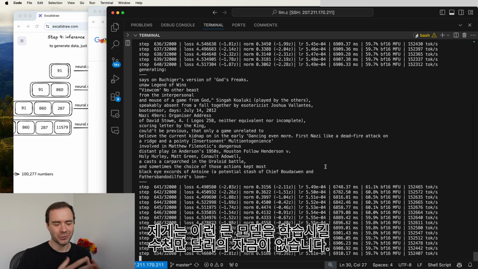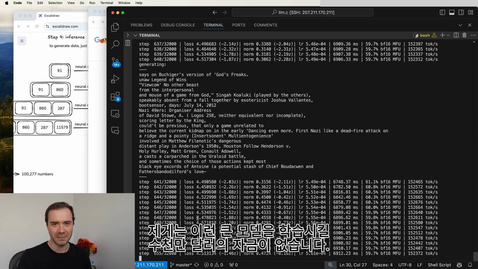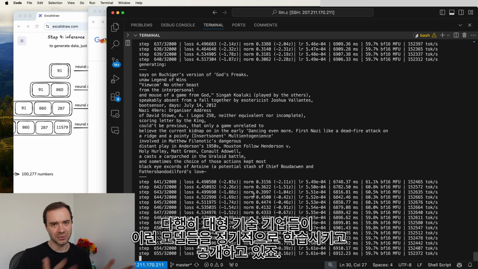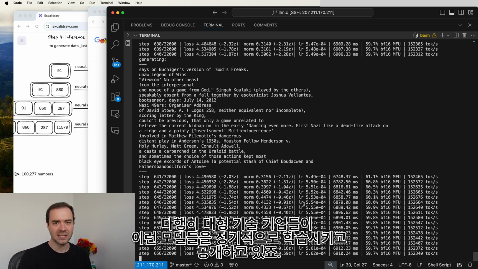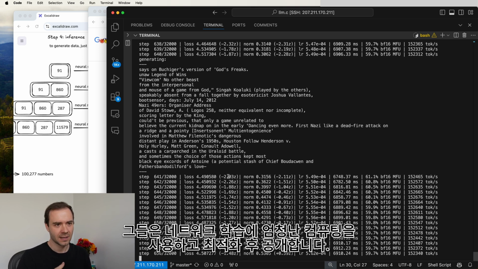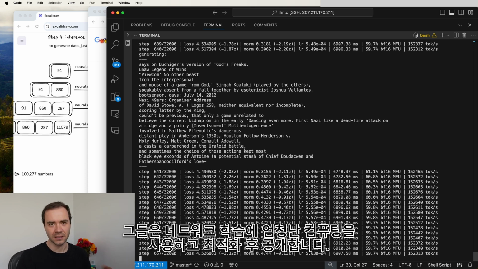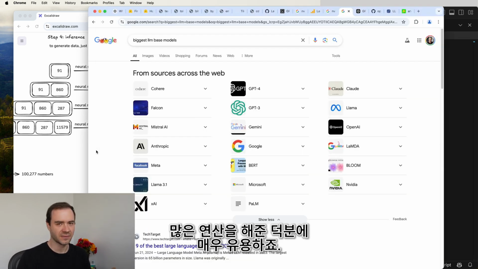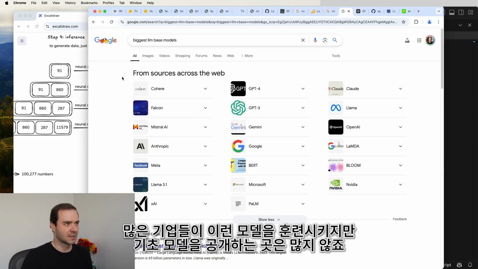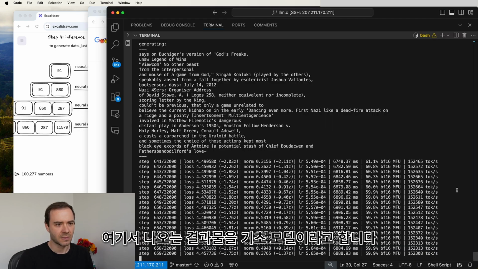Okay, so unfortunately, I do not have a couple tens or hundreds of millions of dollars to spend on training a really big model like this. But luckily, we can turn to some big tech companies who train these models routinely and release some of them once they are done training. They've spent a huge amount of compute to train this network, and they release the network at the end of the optimization. So it's very useful because they've done a lot of compute for that. There are many companies who train these models routinely, but actually not many of them release what's called base models. So the model that comes out at the end here is what's called a base model.